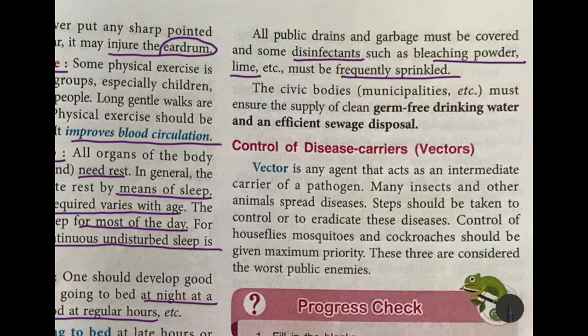Now, the civic bodies that we have, especially the municipalities in our areas, they must give a supply of clean and germ-free drinking water, which we do get, isn't it? And they must have an efficient sewage disposal system every morning. Like there are places where we throw the garbage, and from there, the government, they send these municipality trucks to collect these garbage and make the garbage area ready for the next day.